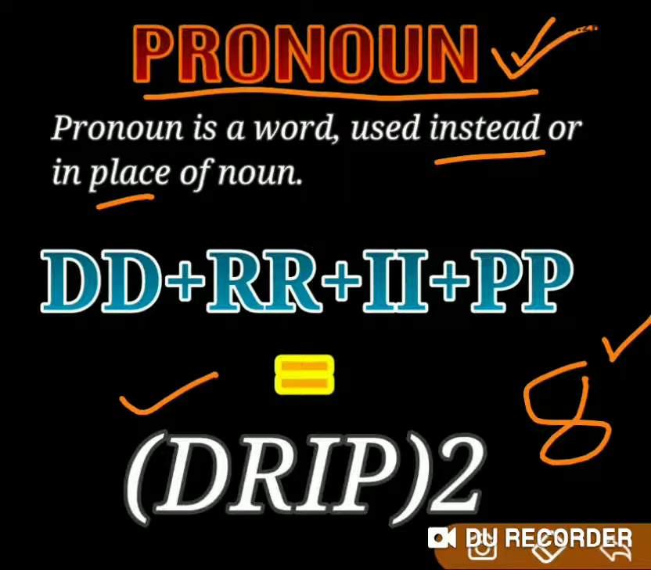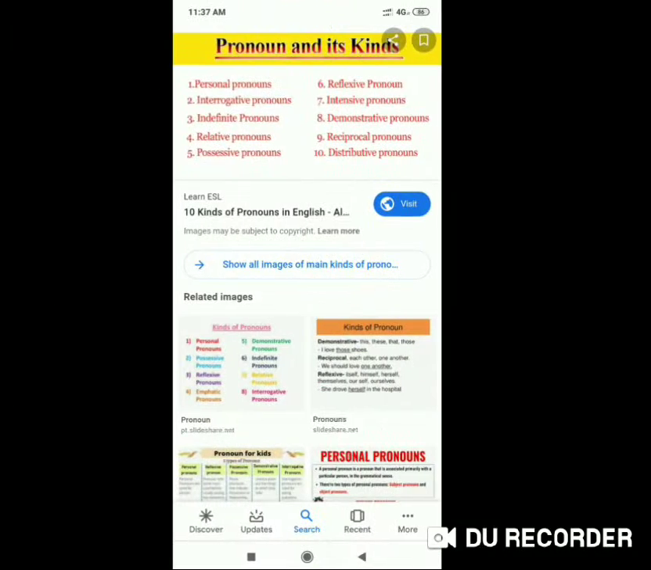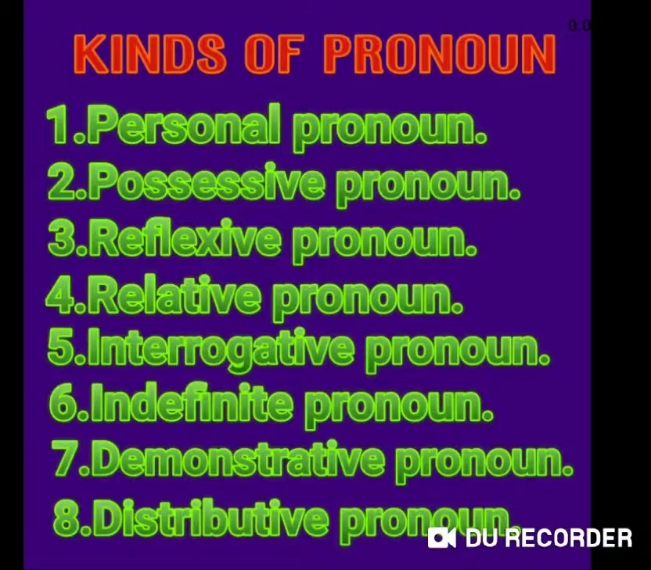Then let us see what the different kinds of pronouns are. Once again let us see the formula: DD plus RR plus II plus PP is equal to DRIP bracket square. You have to remember this formula. I will tell you what this formula stands for. Go to the next slide, you can understand. So here you can see kinds of pronouns.